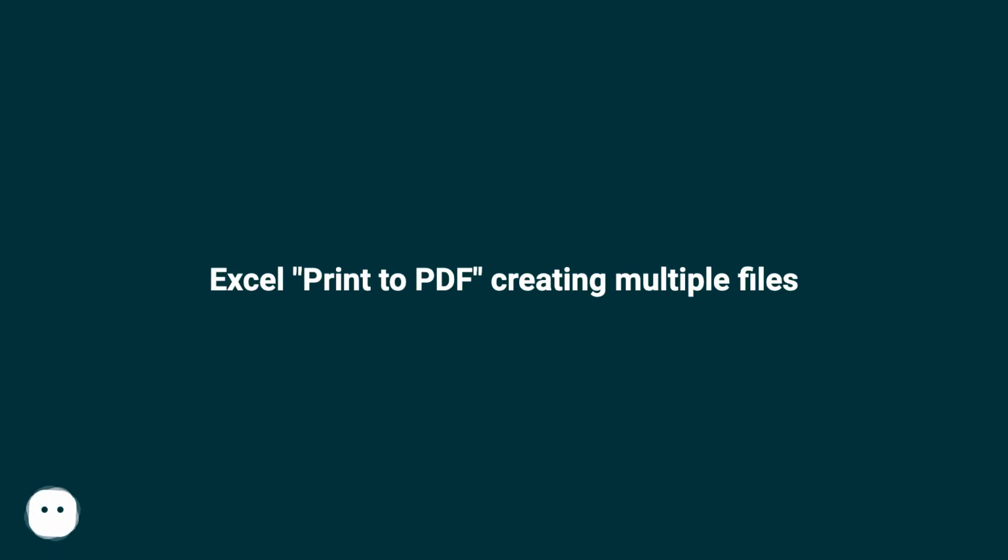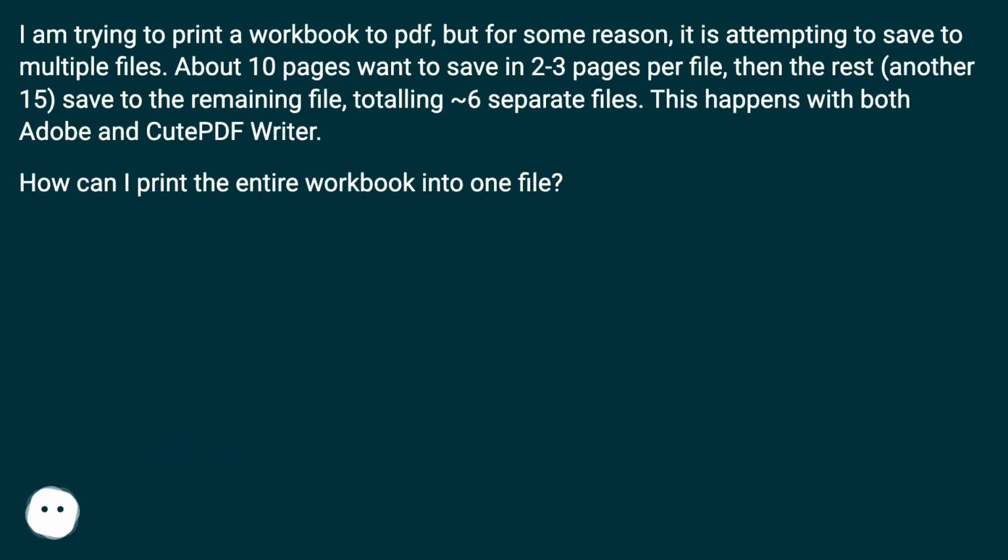Excel print to PDF, creating multiple files. I am trying to print a workbook to PDF, but for some reason it is attempting to save to multiple files. About 10 pages want to save in 2 to 3 pages per file, then the rest, another 15, save to the remaining file, totaling 6 separate files.